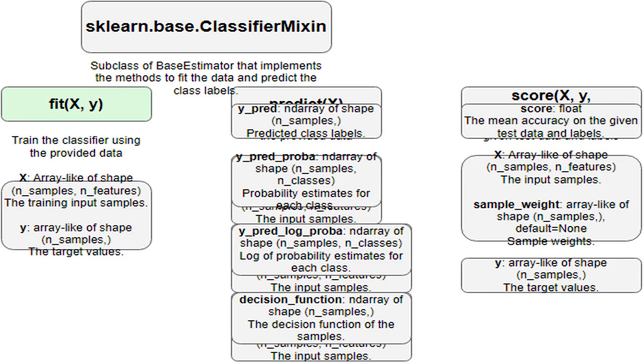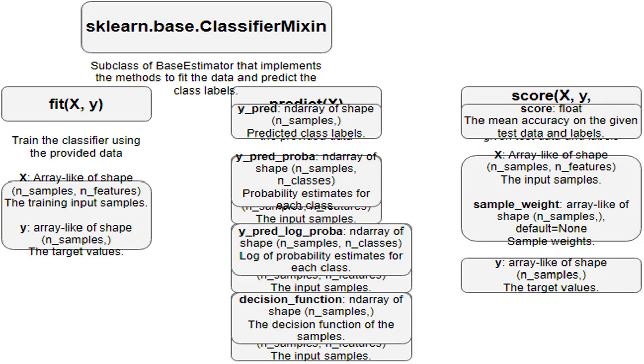X: array-like of shape (n_samples, n_features), the input samples. y: array-like of shape (n_samples,), the target values. sample_weight: array-like of shape (n_samples,), default None, sample weights. Score: float, the mean accuracy on the given test data and labels.